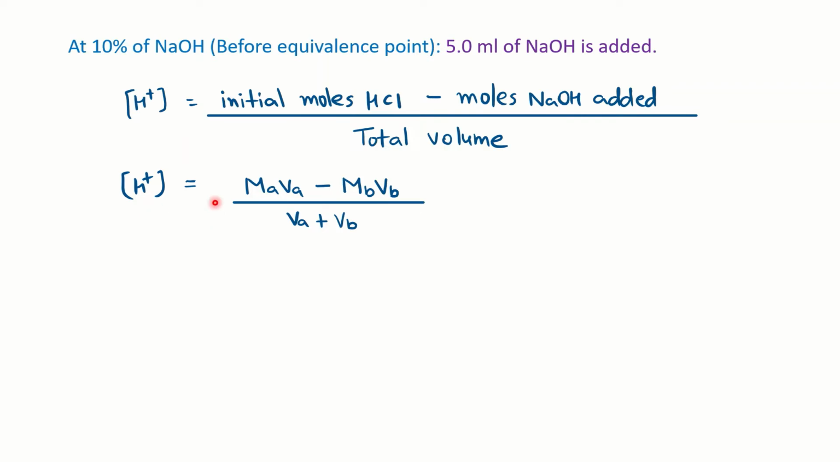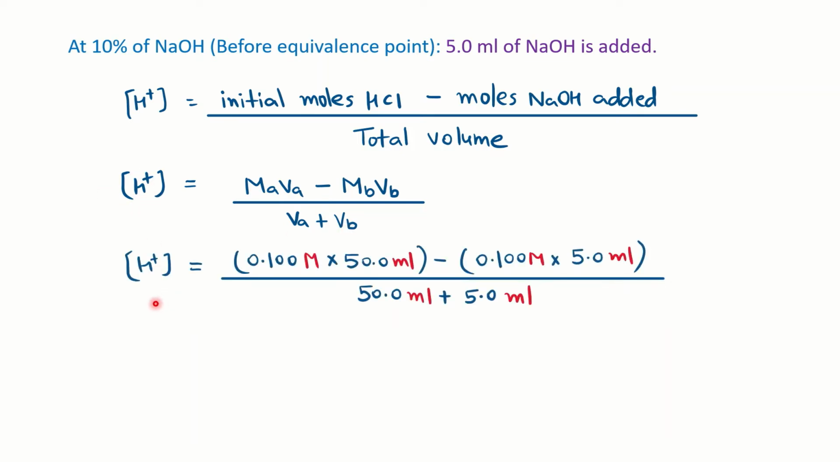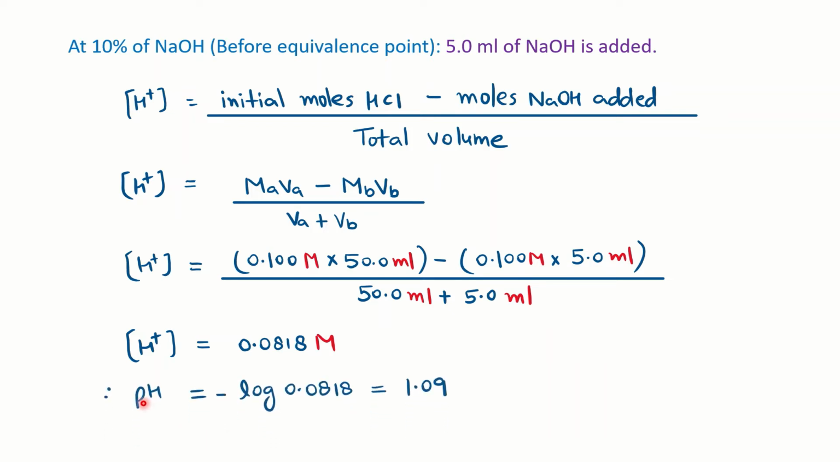So we can write this formula as MAVA minus MBVB divided by VA plus VB. You can learn this formula; it is really very important and helpful to calculate the titrations and the concentration of ions. Here the molarity and volume of H+ are given in the question, and the molarity of the base is given. The volume we have just seen is 5 ml for 10% NaOH. So the total volume is 50 plus 5 ml. If you calculate this, you get an H+ concentration of 0.0818 molar, and so you can calculate the pH value. You are getting 1.09 before the equivalence point.